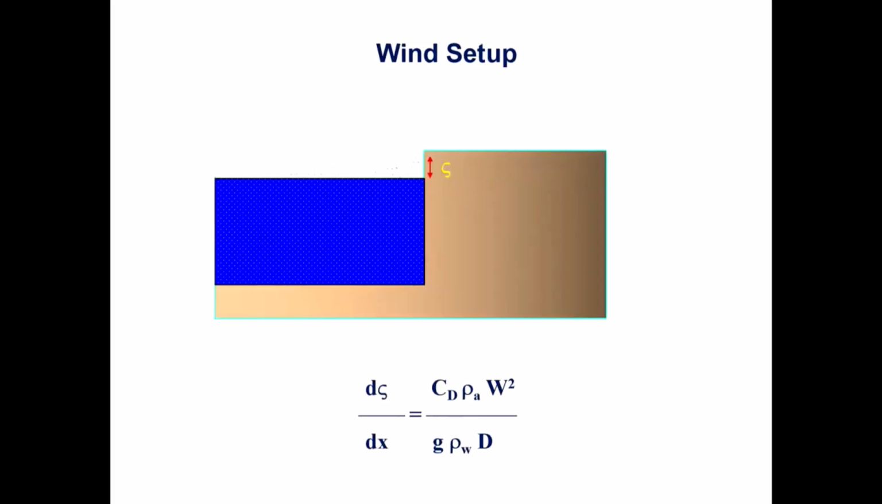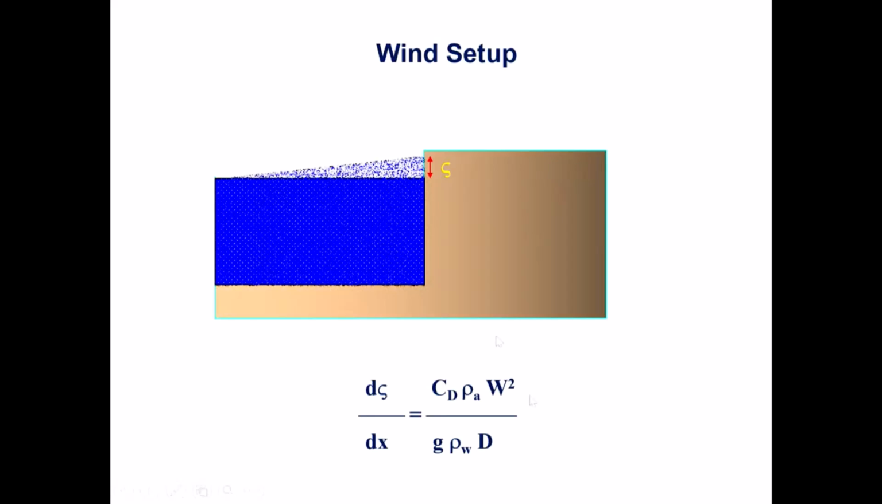Now, apart from that, there is the barotropic effect, you have wind setup. When wind is blowing towards the coast, there will be an elevation of zeta due to the wind blowing towards the coast. This is called wind setup. So this is also one of the causes of storm surge.